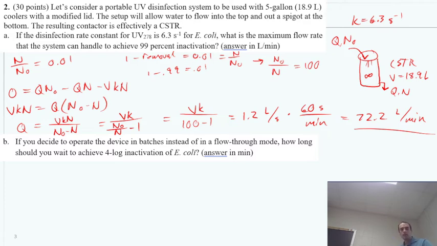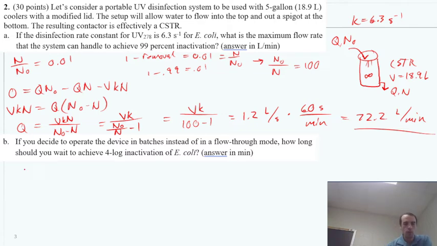Okay, so part B says if you decide to operate the device in batches, so you stop the flow, you fill it up, you clean a bunch of water, and then you use it, maybe pour it out or whatever, and then fill up a new batch. Question is, how long should you wait to achieve a 4-log inactivation of E. coli? So you fill up a batch and turn it on, how long do you have to wait? That's kind of the premise here.